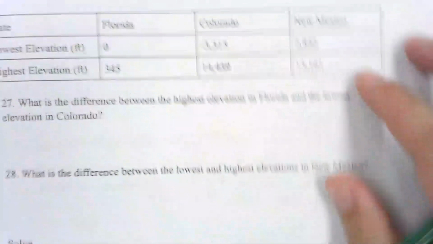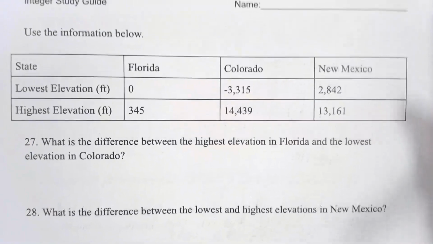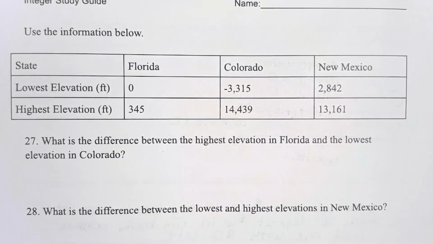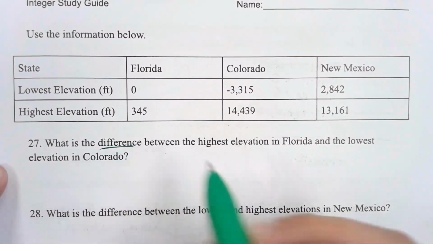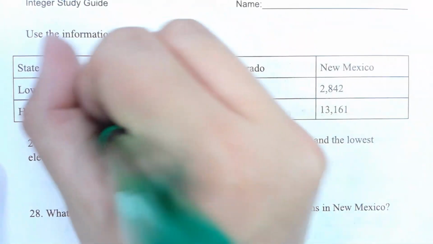Moving on to the last page here. So we have a table talking about the lowest elevation and the highest elevation. Number 27 here says, what's the difference between the highest elevation in Florida and the lowest elevation in Colorado? So keyword here is difference. Remember, difference means that we are subtracting.